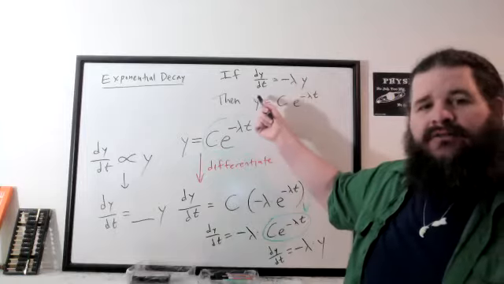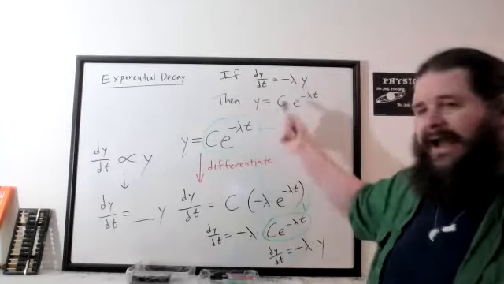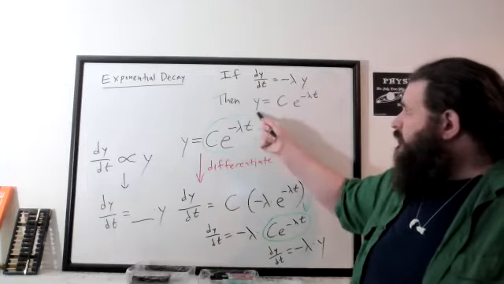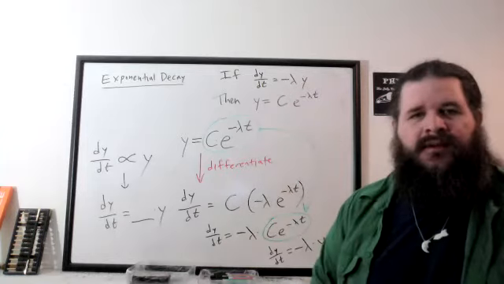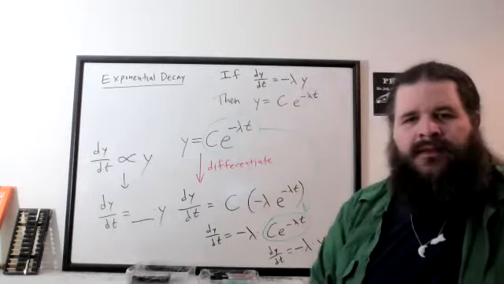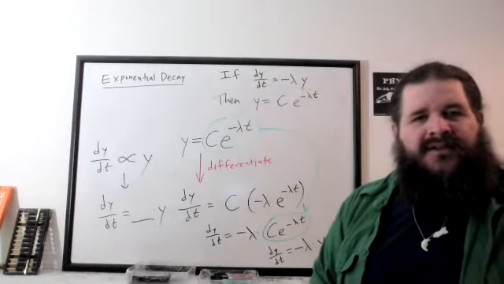If you can write your differential equation in this sort of format, then no matter what constant lambda is, you can write the solution in this format. It's always going to lead to exponential decay if this is true. Any other questions on that so far?